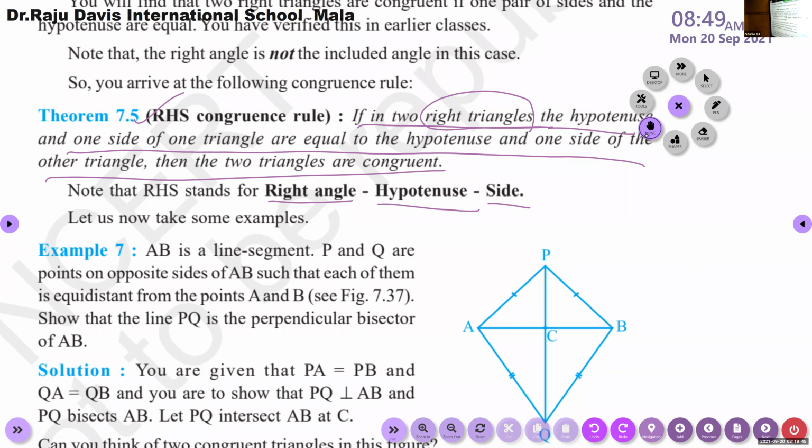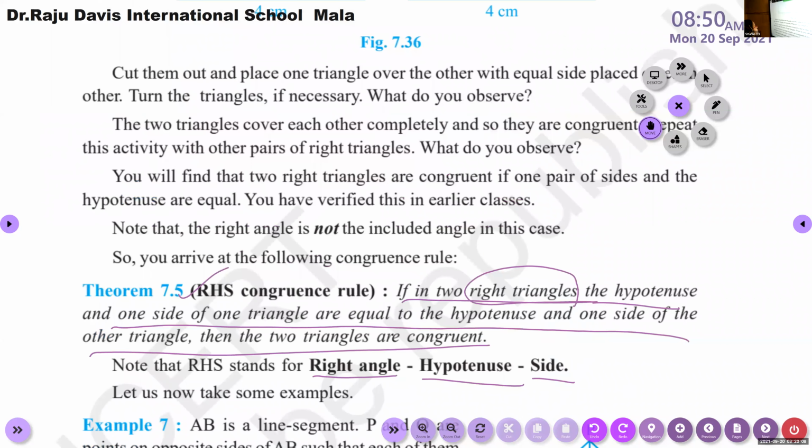Okay, Abhishek, read. In two right triangles, the hypotenuse and one side of one triangle are equal to the hypotenuse and one side of the other triangle, then the two triangles are congruent.